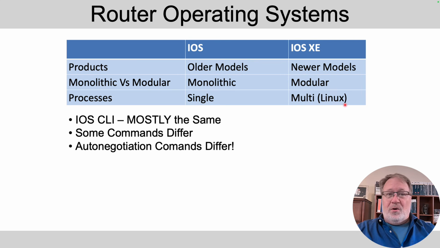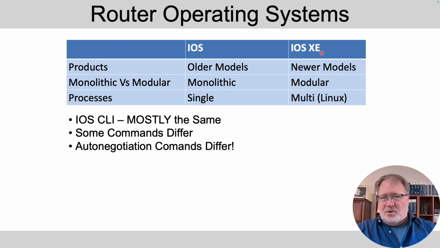It's got a Linux kernel. Linux manages the process switching and managing the processes inside the operating system. So a much more robust, easier to update, easier to develop operating system with iOS XE. Now, most of those things you and I, as people that buy routers and deploy them, don't have to think about. What matters to us in that discussion is that some commands differ, not many, but some commands differ between iOS and iOS XE.